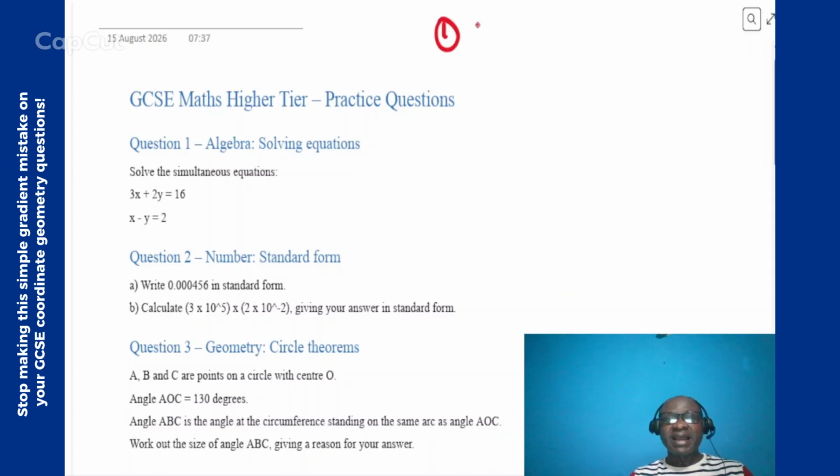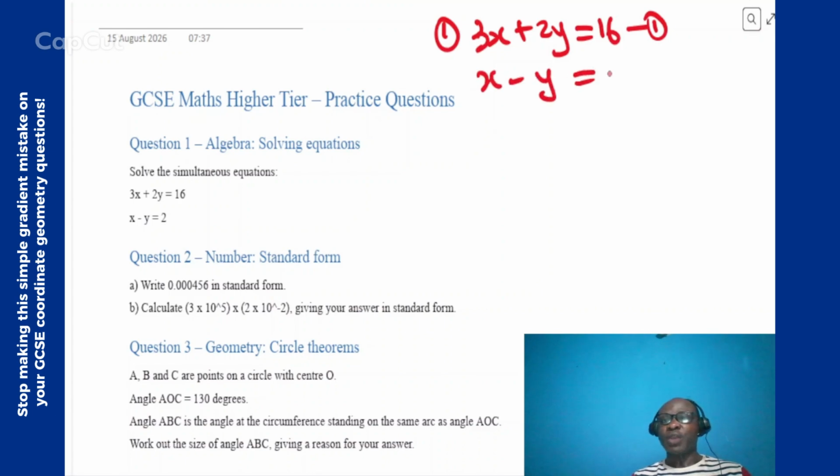I am given that 3x plus 2y is equal to 16. That is equation 1. I am given also that x minus y is equal to 2. That is equation 2. And I believe you must have been seeing this type of equations before in school. Am I correct? Yes, sir. Now, elimination method means to get rid of one of the letters so that you find the other one first.